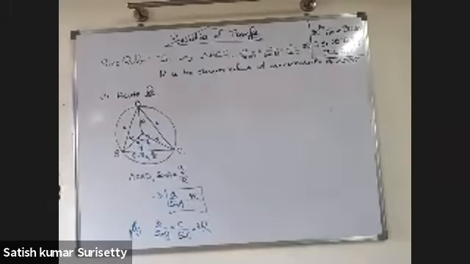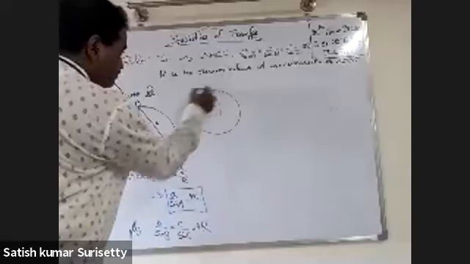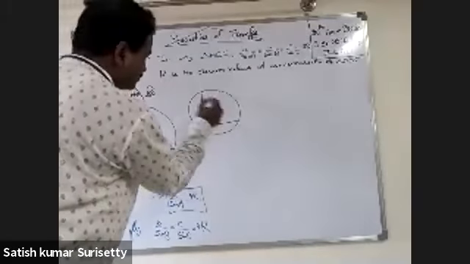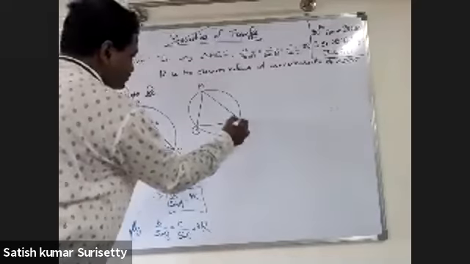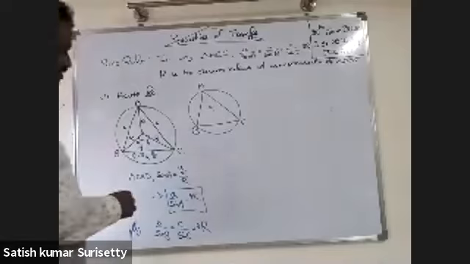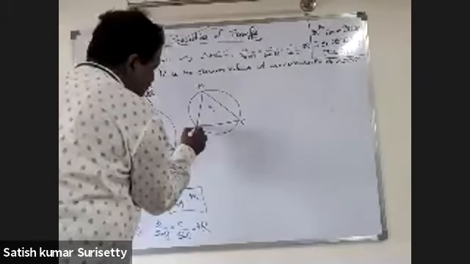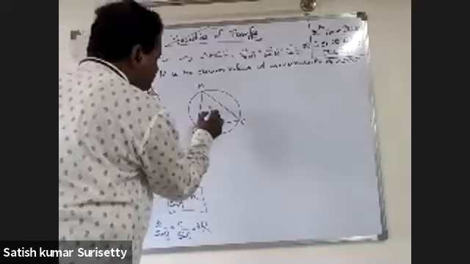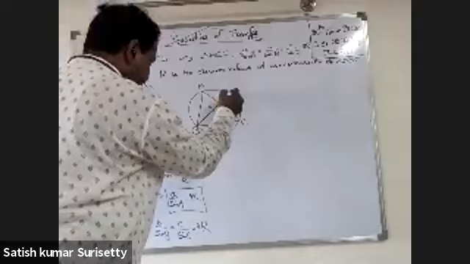We can have one more method of derivation. Another method of derivation is extending B to another point, so it intersects the circle at D.